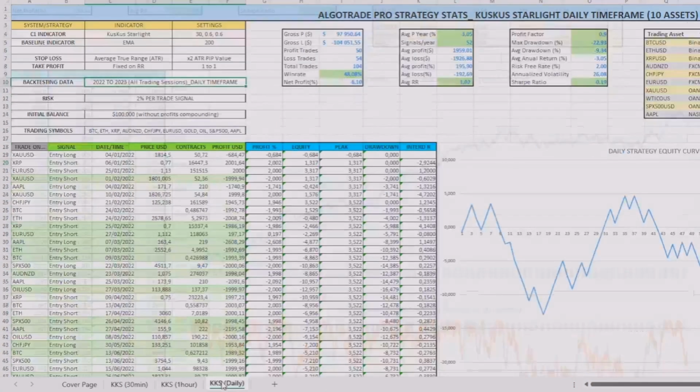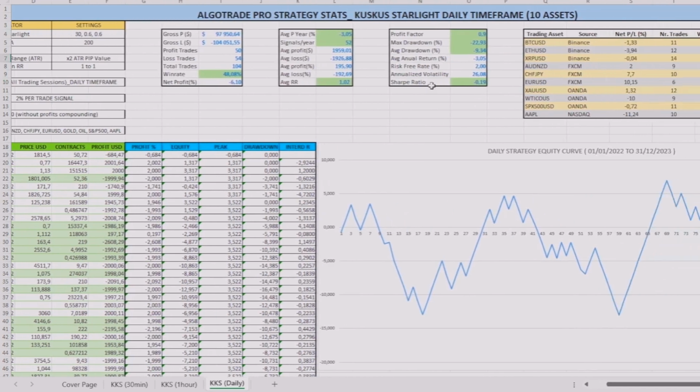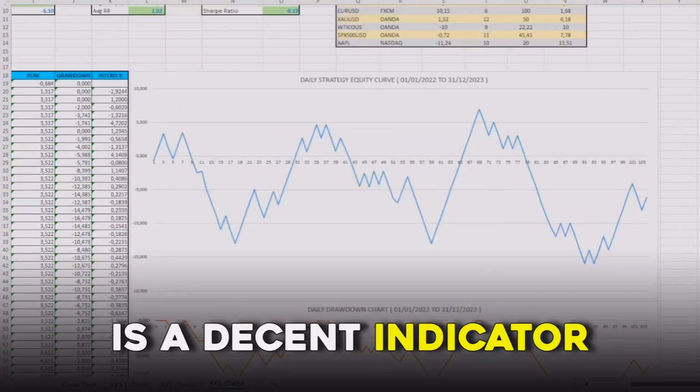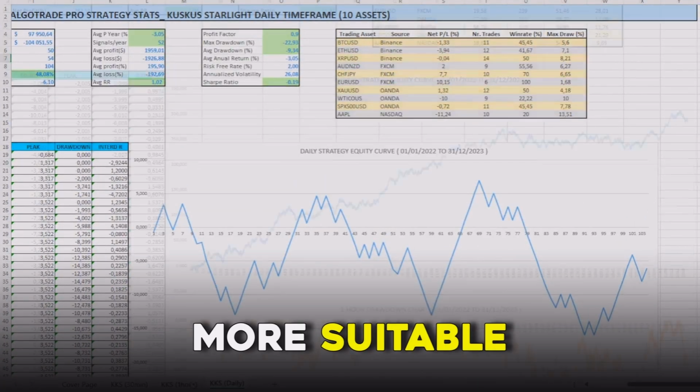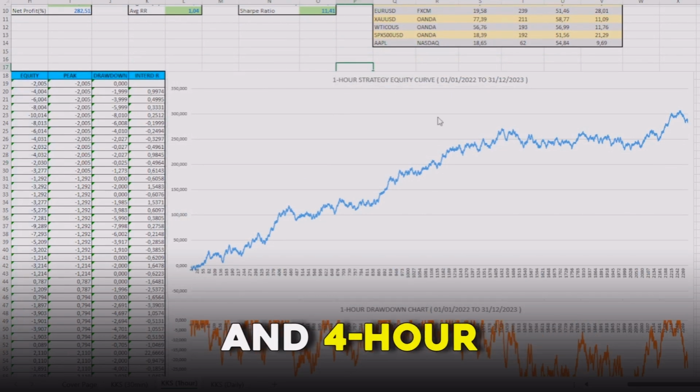And finally, on the daily time frame, after 104 trades, the indicator achieved a win rate of 48.08% and a net loss of 6%. As such, with this analysis, we can confirm that the KusKus Starlight is a decent indicator and perhaps more suitable for mid-time frames, like the 1 hour, 2 hour and 4 hour.